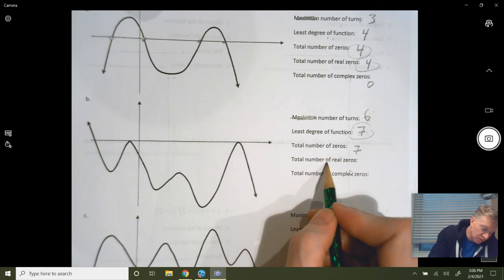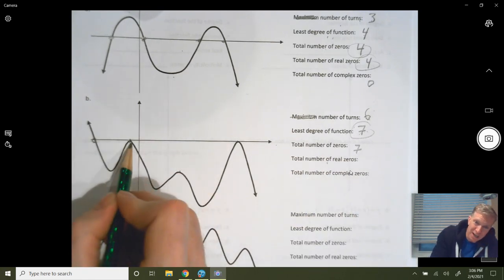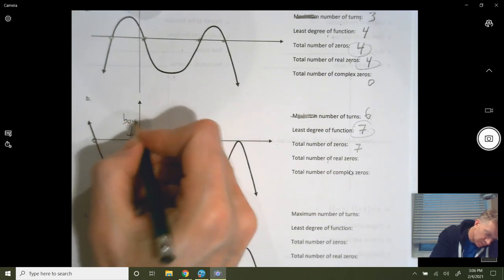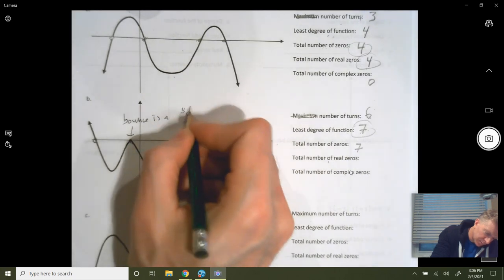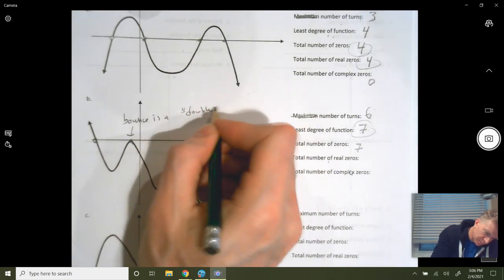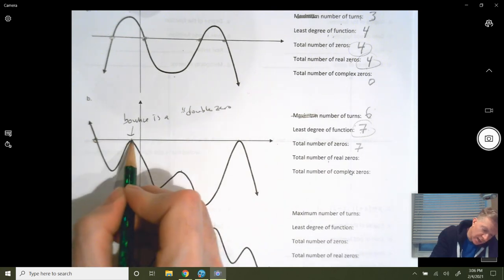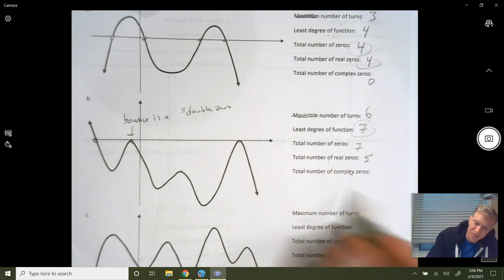Total of real zeros, we've got 1, 2. Careful here, that's a bounce. A bounce counts as 2. So a bounce is a double 0. Okay, so that's 1, 2, 3, and that's another bounce, 4, 5. So there are 5 total real zeros.